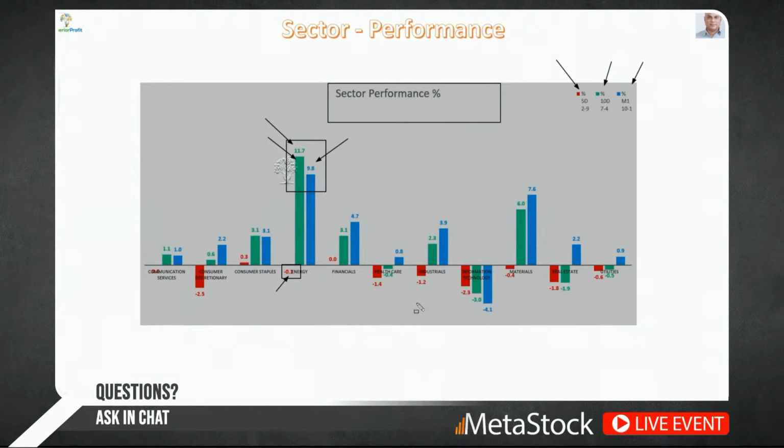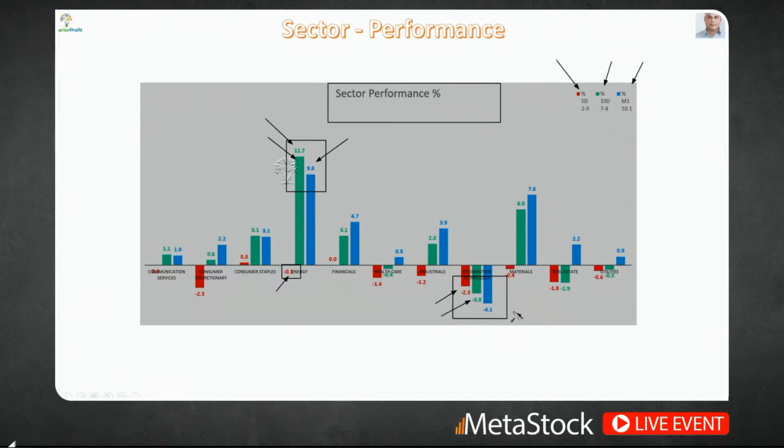Which one is the worst sector as per this picture? Infotech. It's down over 5 days, down over 10 days, down over 1 month as well. So we may stand aside from this sector.